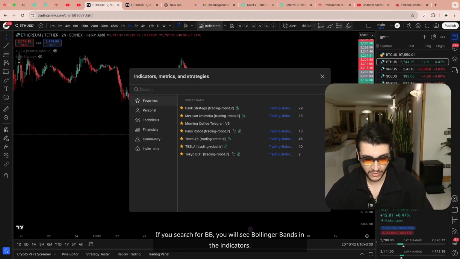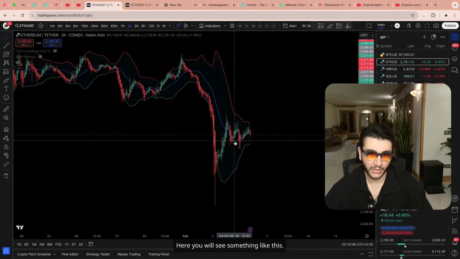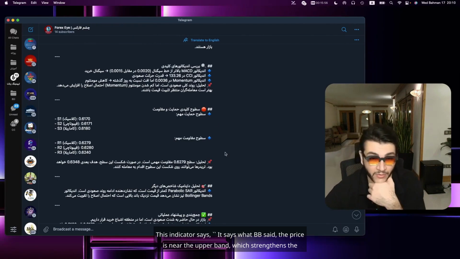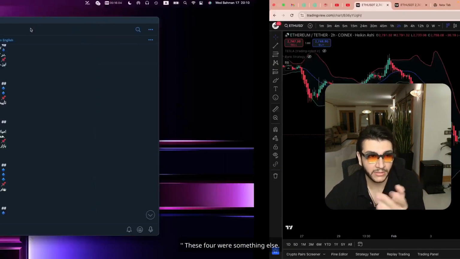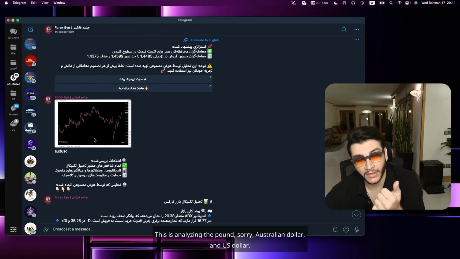If you search for BB, you will see Bollinger Bands in the indicators. Here you will see something like this. This indicator says what BB said: the price is near the upper band, which strengthens the possibility of a correction. These 4 were something else. It was Ethereum. This is analyzing the pound, Australian dollar, and US dollar.